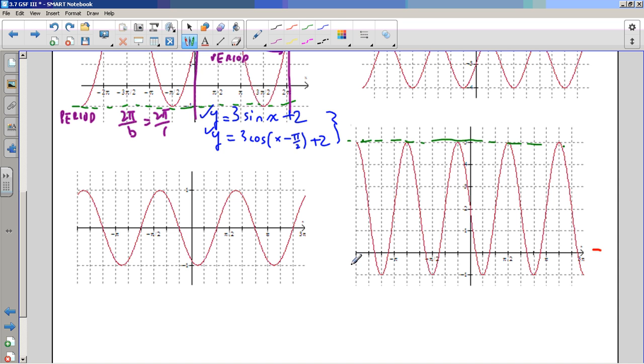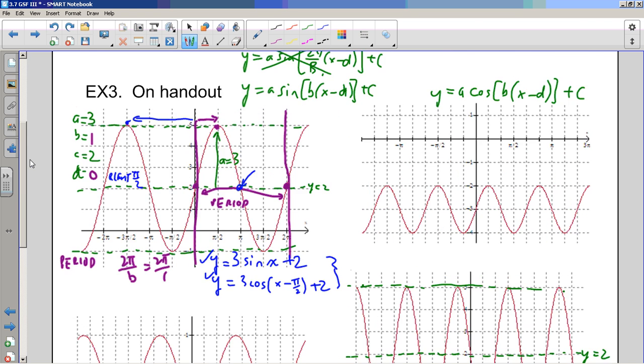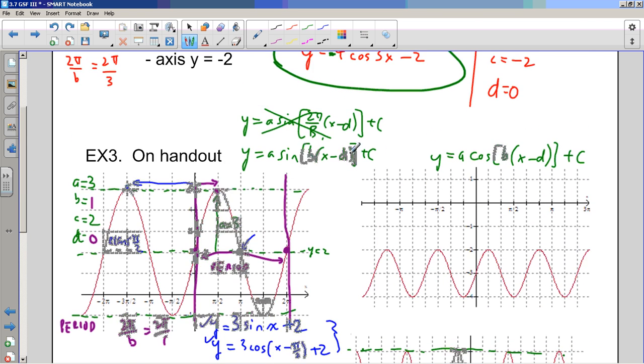Identify high, low, and middle. Sometimes it's hard to identify the middle, but it's halfway between the high and low, right? Halfway between the high and low is the middle. And it looks like I got y equals 2 again here. Great. So if I'm thinking about A equals, B equals, C equals, and D equals, I've got my C equals already. It's 2. I'm moving up 2. And again, I'm looking to fill in all these blanks.